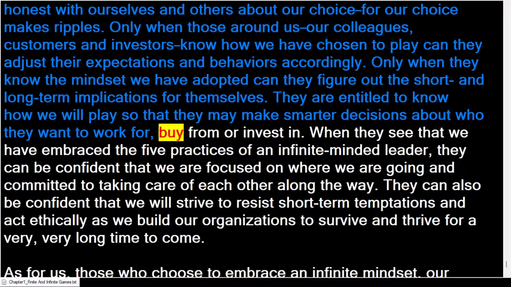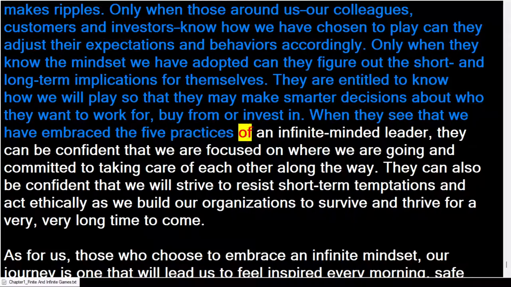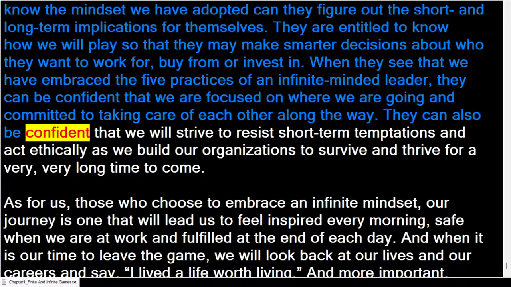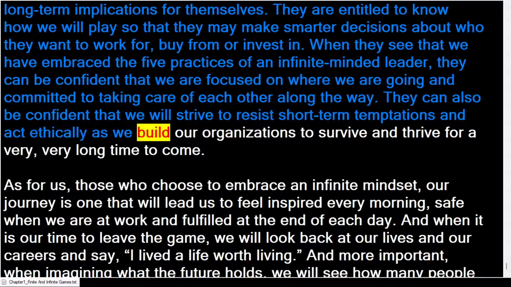When they see that we have embraced the five practices of an infinite-minded leader, they can be confident that we are focused on where we are going and committed to taking care of each other along the way. They can also be confident that we will strive to resist short-term temptations and act ethically as we build our organizations to survive and thrive for a very, very long time to come.